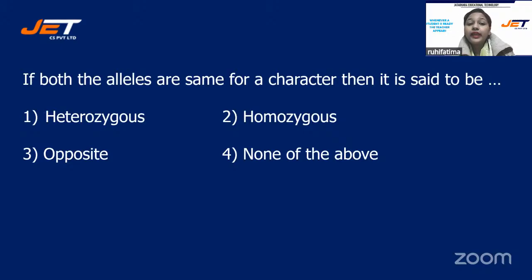If both the alleles are same for a character, then it is said to be. Your options are number one, heterozygous, option number two, homozygous, option number three, opposite, or option number four, none of the above? If both the alleles are same for a character, same. Students, same. I'm giving you one hint.